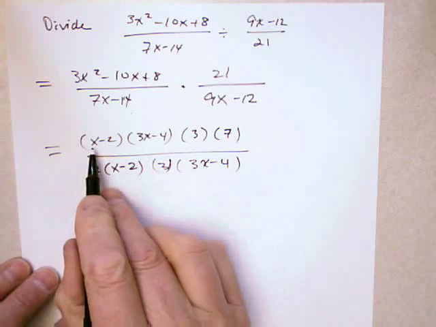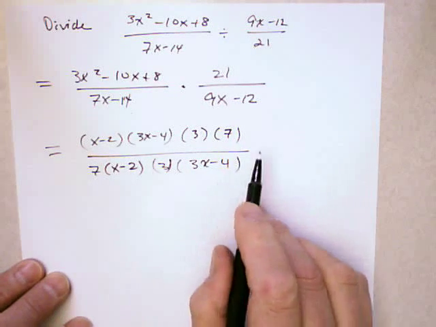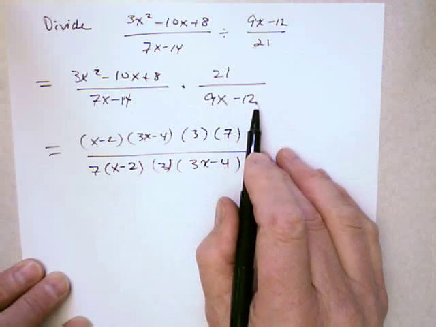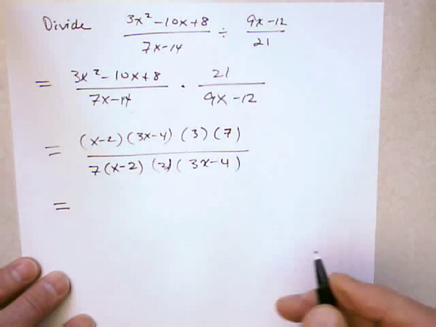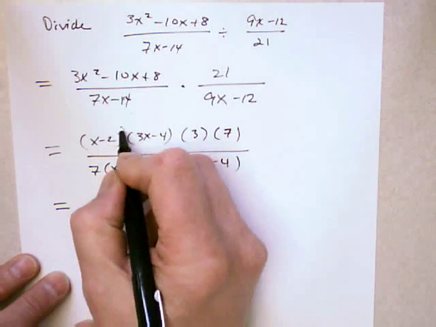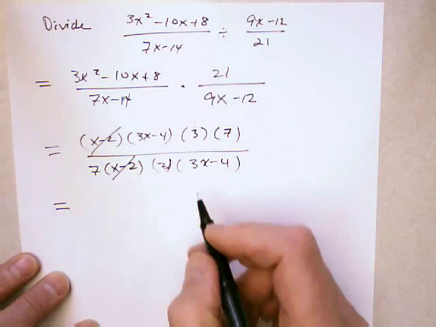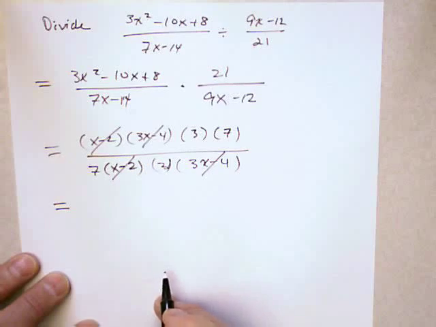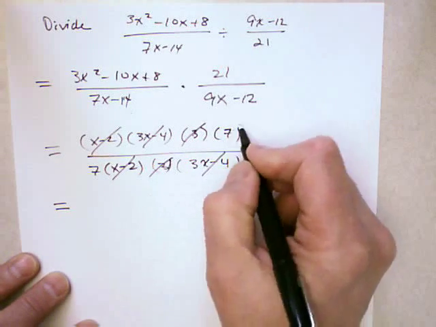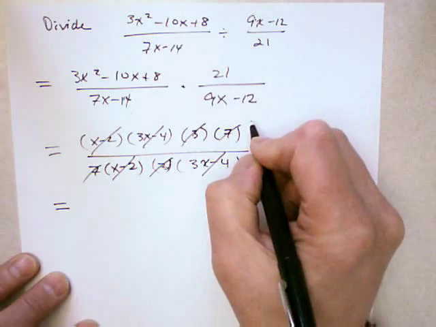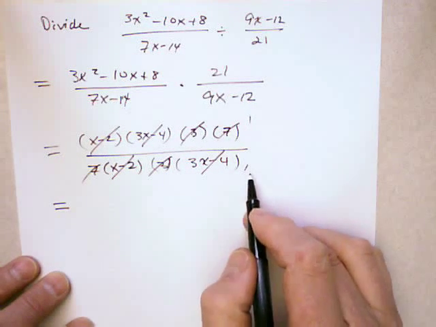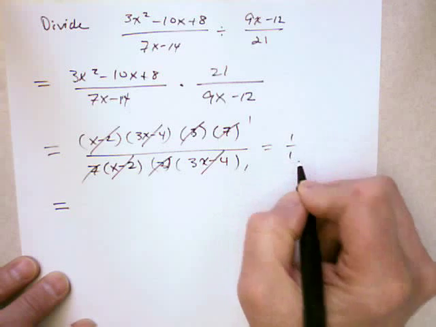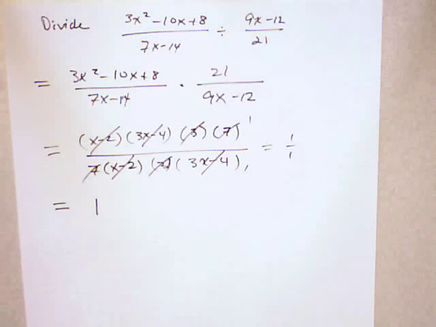So I've fully factored the numerators and the denominators, and I've multiplied numerator times numerator, denominator times denominator. Now I have to see if I can cancel anything. Let's start with the x minus 2. Yep, I've got x minus 2. I've got a 3x minus 4. I've got a 3 and a 3, and look at that, I've got a 7 and a 7. And everything in sight cancels. When everything cancels like that, only 1 is left over. So I'm really left with 1 over 1, and the final answer to this division problem is 1.